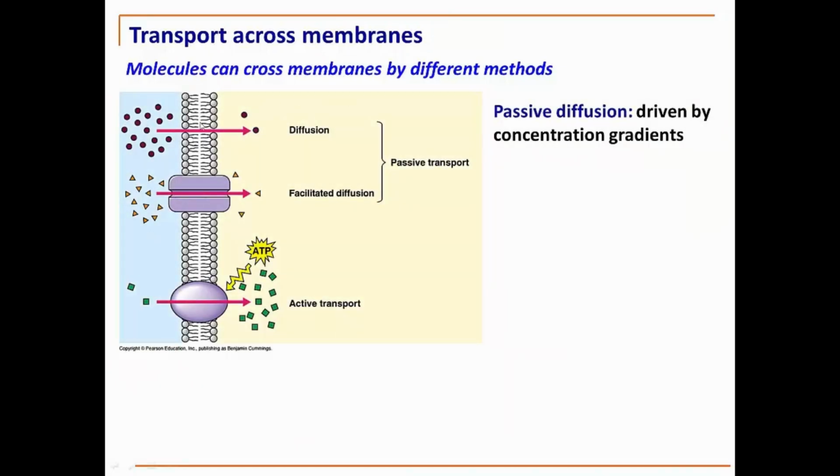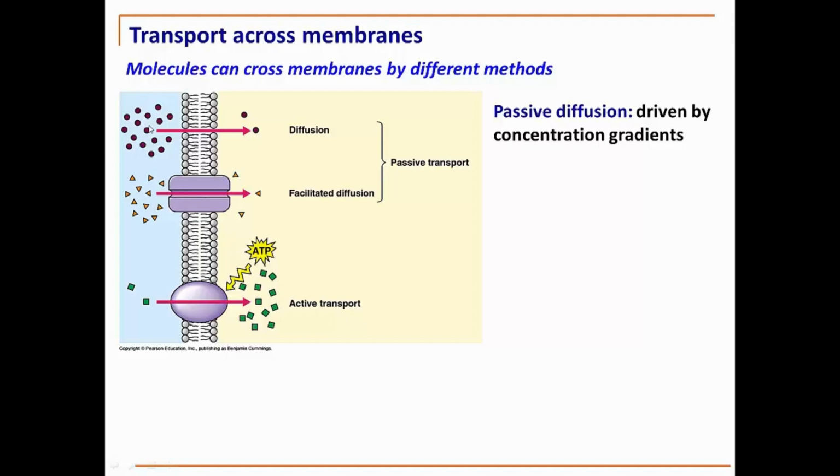So here's your cell membrane, and within that cell membrane you have different types of transporters that help to transport molecules across a membrane. So you have passive diffusion, and that's really driven by concentration gradients. They go from a high concentration to a low concentration. For example, passive diffusion of gases: they are very permeable.